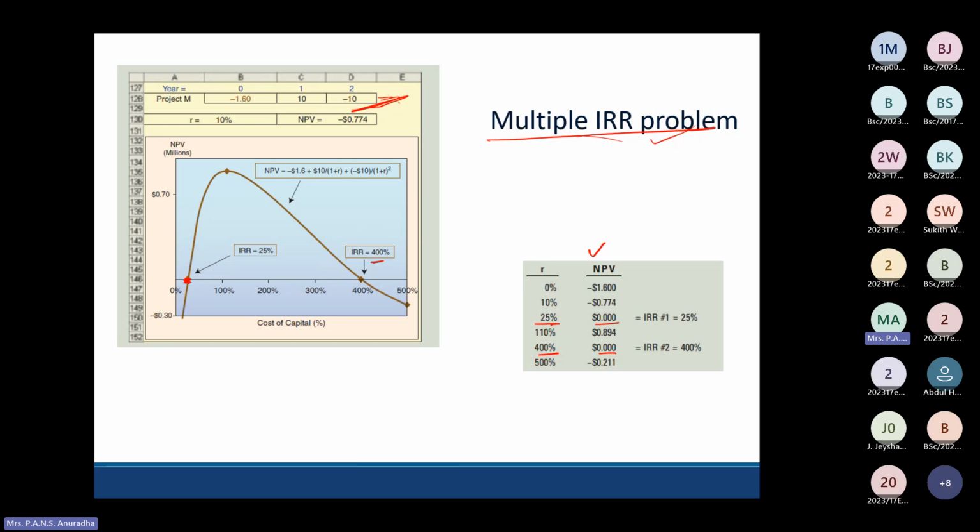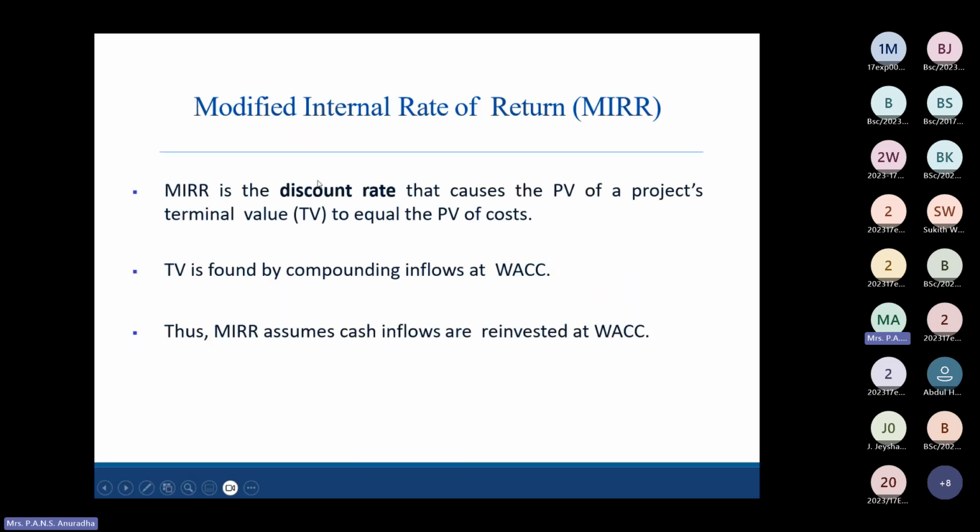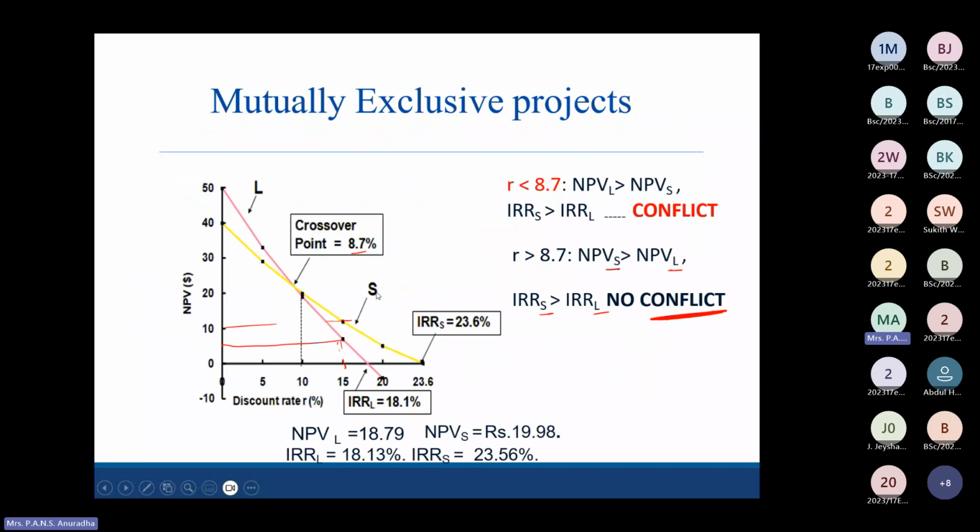So what is the solution for this? You can go with the modified internal rate of return. For this problem, there is a conflict when the cost of capital is less than the crossover rate. The reason for this disagreement is the unrealistic reinvestment assumption in the IRR.